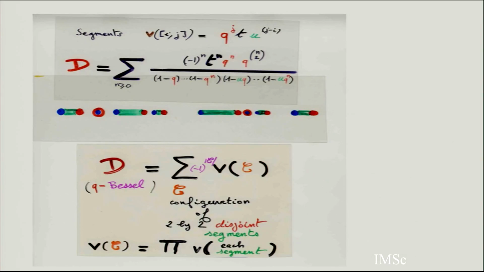Alternating summation. I claim that D, the denominator, is exactly given by this q-Bessel function, the q-analog of the Bessel function with a u parameter inside. I claim that the alternating sum of trivial heaps of segments is exactly given by this. I give the proof.